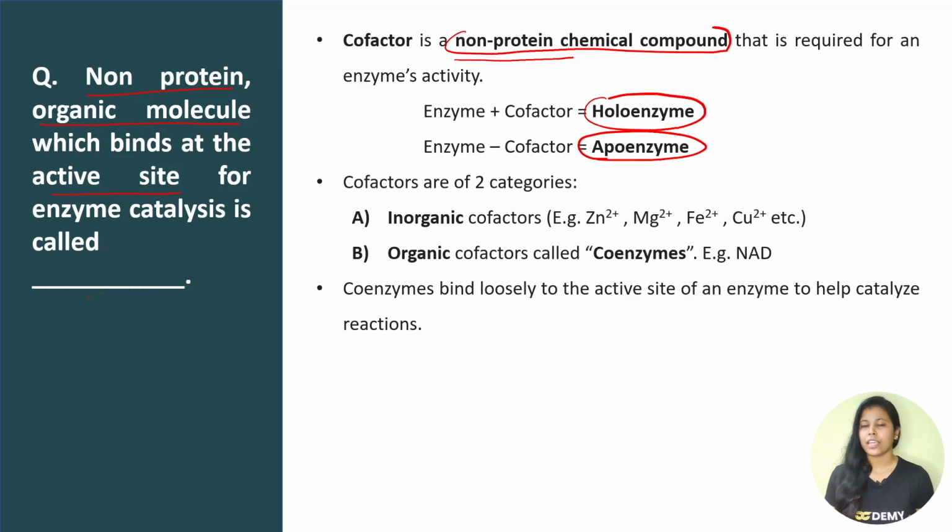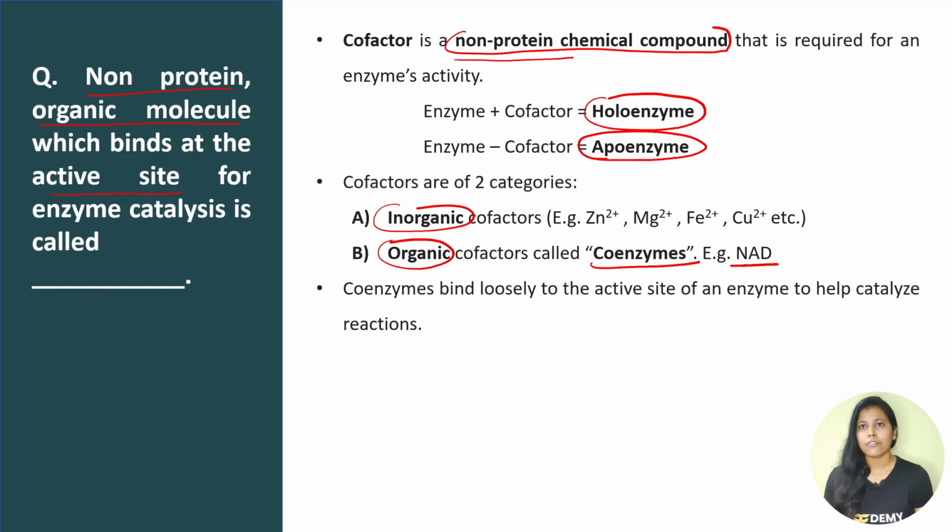Now these cofactors can be of two types. First, they can be inorganic in nature, like some metal ions such as zinc, magnesium, iron, copper, etc. And they can be organic in nature. Organic means they have carbon atoms in them. In that case, when they are organic, they are called coenzymes. Examples include NAD or NADP, that is nicotinamide adenine dinucleotide, and other coenzymes.